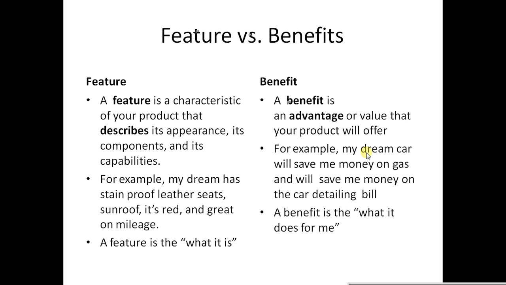So let's go into a little bit more detail about features versus benefits. A feature is a characteristic of your product that describes its appearance, its components, and its capabilities. So for example, my dream car has stain-proof leather seats, a sunroof, it's red, and great on mileage. Those are some of the features that this car has. So in other words, a feature is what it is. Now, a benefit, on the other hand, is an advantage or value that your product will offer.